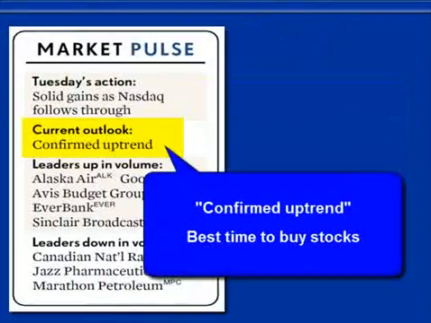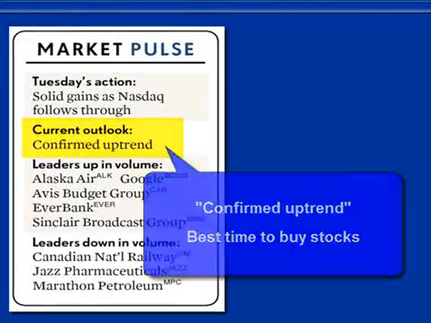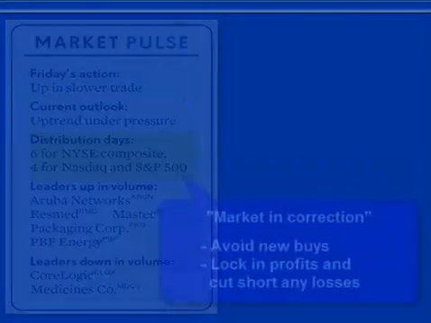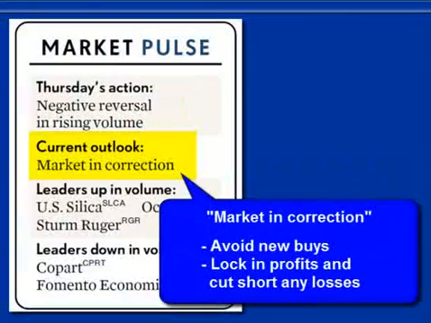Confirmed uptrend, the best time to buy stocks; uptrend under pressure, a time to be cautious and ready to take defensive action since the uptrend may now be starting to weaken; and market in correction, which means the uptrend has ended and a downturn has taken hold.